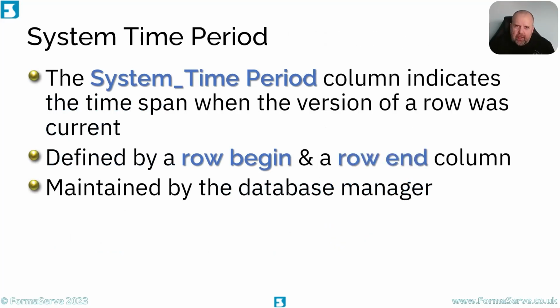Another attribute that temporal tables have is the system time period. The system time period column indicates the time span when the version of a row was current. It's defined by a row begin and a row end column, all maintained by the database manager. Again, RPG doesn't need to know about it. You'll see an example of this in a moment.